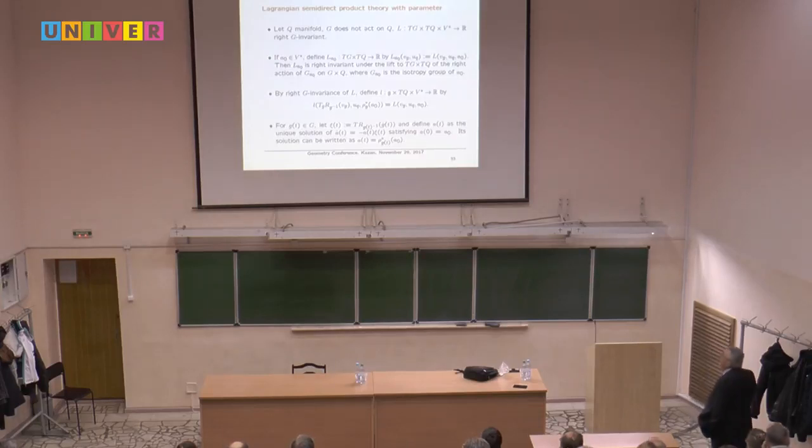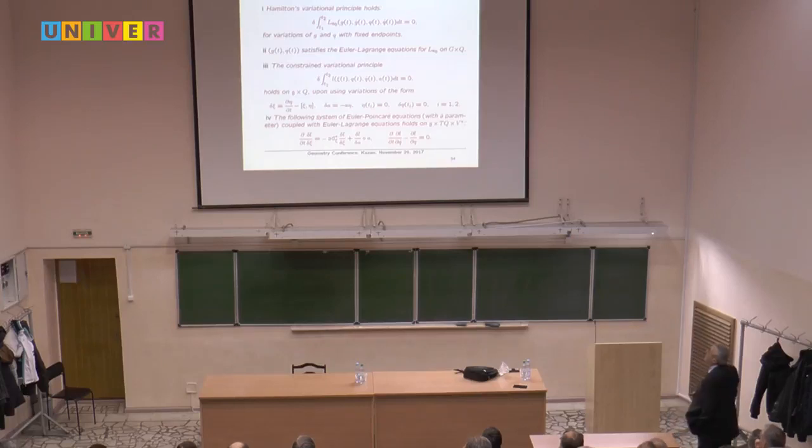Okay, so here is the theorem. Hamilton's variational principle holds for variations of g and q with fixed endpoints, if and only if g(t), q(t) satisfies the Euler-Lagrange equation L_A0 on G cross Q. This needs no proof. This is super classical mechanics, right? It is known to Lagrange. He has it explicitly in his book.